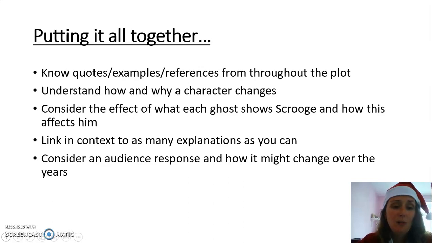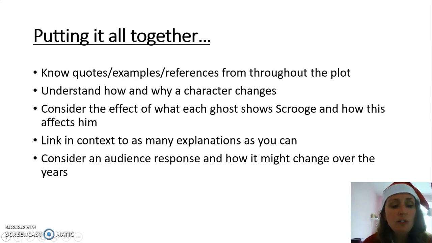So, putting it all together then, that is it. When we return back to school then, we will be going through this in a little bit more detail when it comes to the revision. But the chances are that will only be about a 2-week unit. What you need to do now then is know these quotes that I've gone through, or if you can't do that, just the examples and references from throughout the plot, the beginning, the middle and the end. As long as you can do that, you'll be able to write an essay.